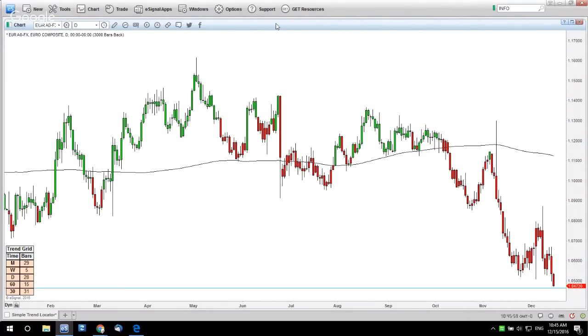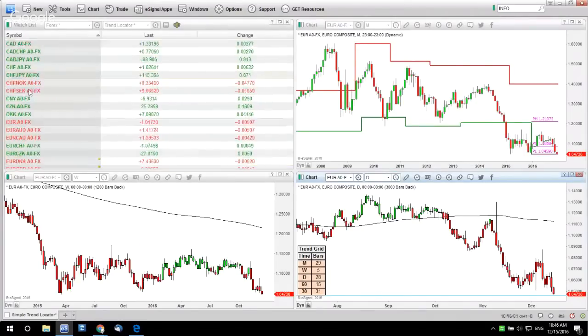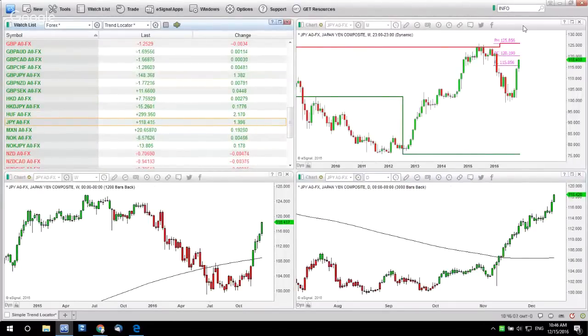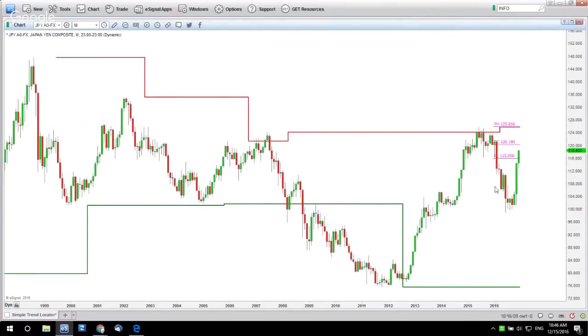Okay, and the last currency we'll have a look at is the US dollar Japanese yen. Okay, US dollar Japanese yen, guys. Interesting. We've had a total reversal in trend. It's trading through the pink lines. So this is where I will be looking to place trades at reduced risk.